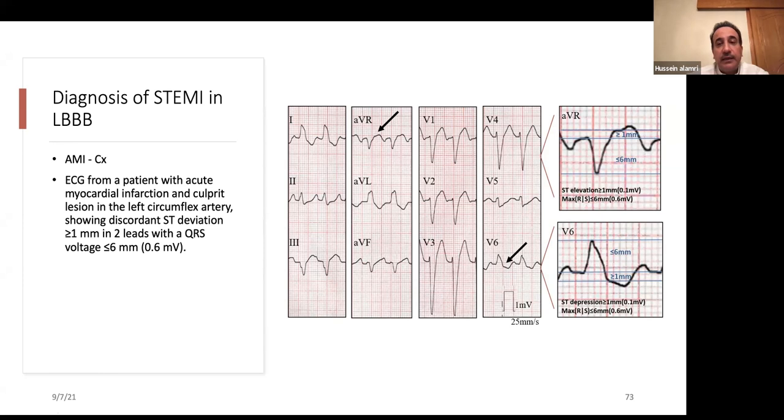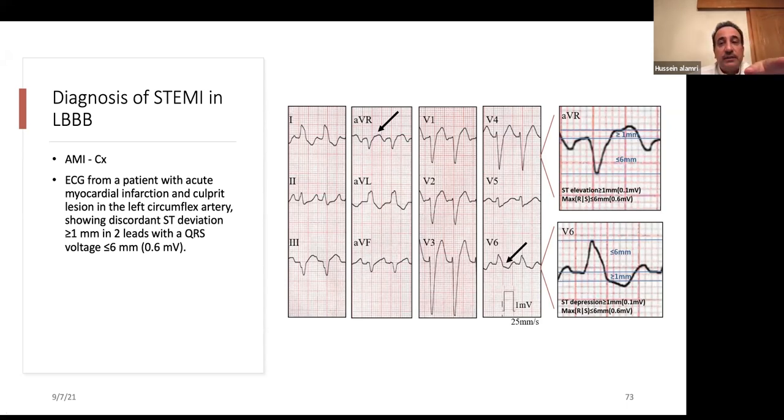Again, in this patient, if you look at AVR, the voltage is low, less than 6 millimeter. In V6, again, it's less than 6 millimeter. When you apply the same, you will find that there's ST elevation in AVR more than 1, and ST depression in V6 more than 1 millimeter, again indicating the presence of anterior ST elevation MI.